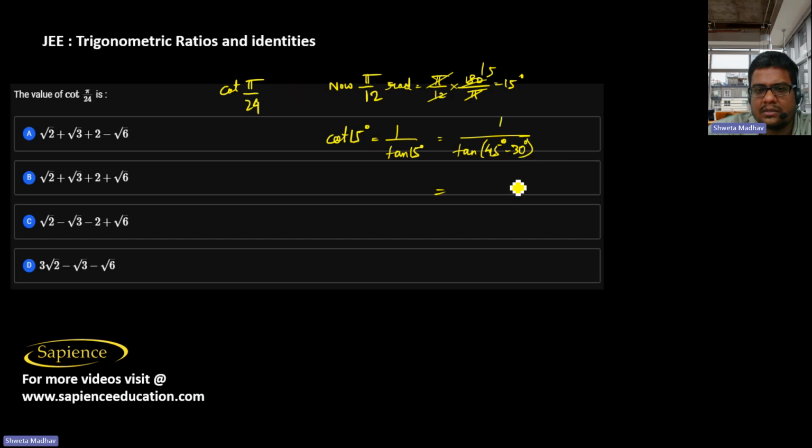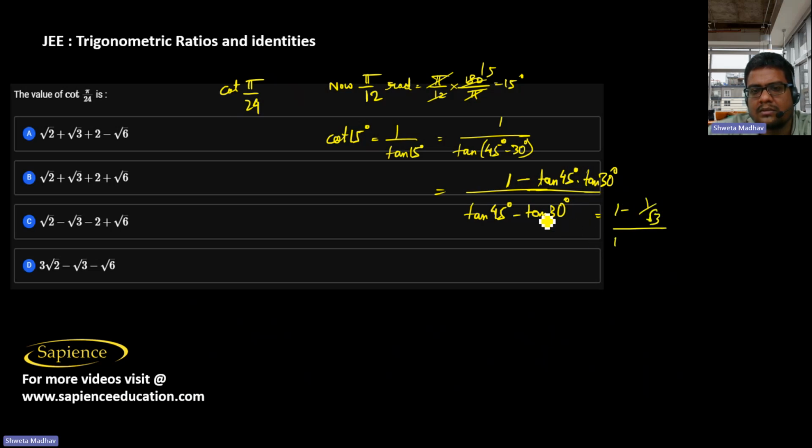So tan 45 minus 30 means it is tan 45 minus tan 30 by 1 plus tan 45 into tan 30. So this will be equal to 1 minus 1 by root 3 by 1 plus 1 by root 3. This is the value of cot 15, which is root 3 plus 1 by root 3 minus 1.